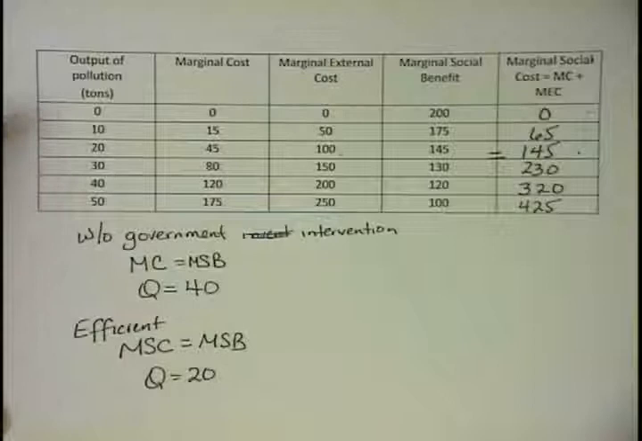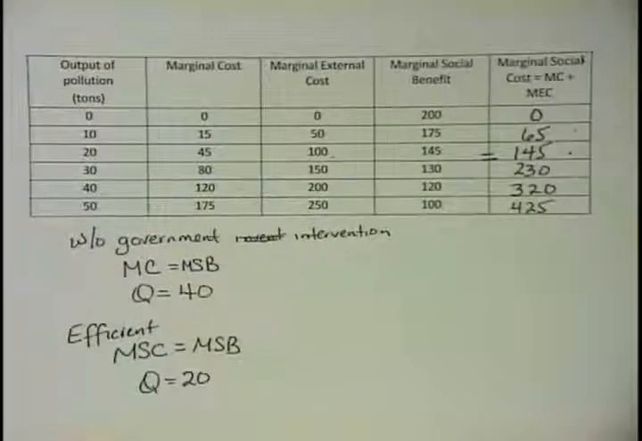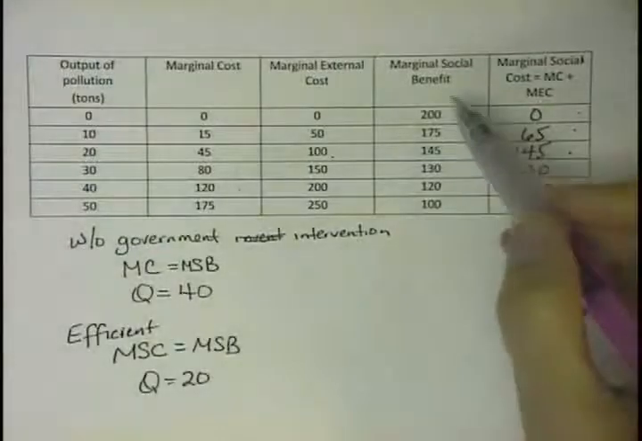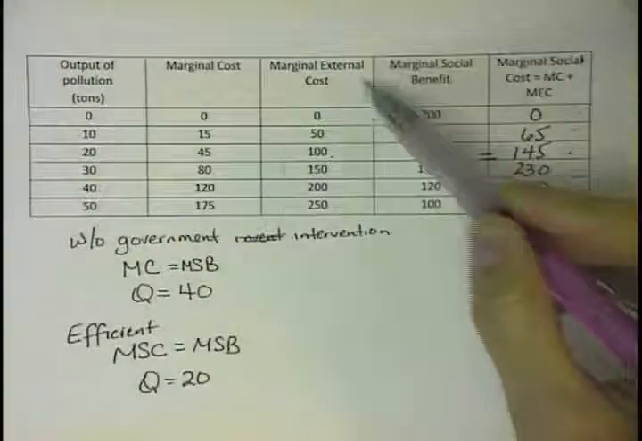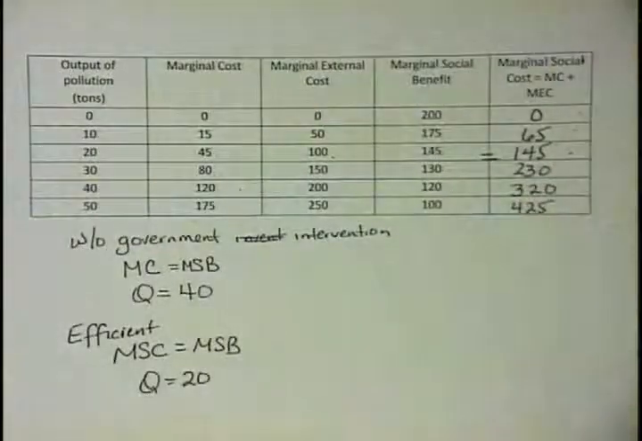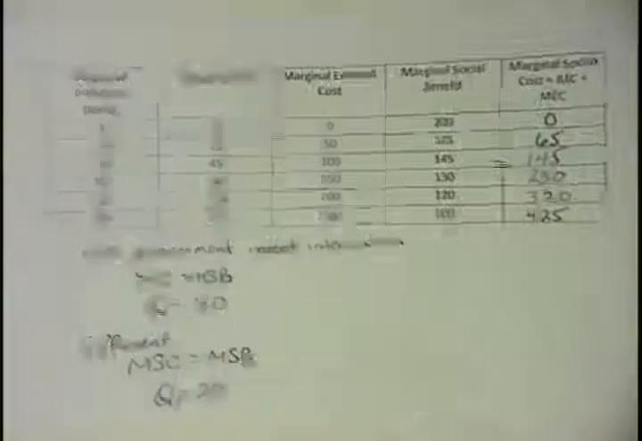That's where society is going to be the best off it can be. So the government would have to come in and impose this marginal external cost on the firm to get us to the efficient amount of output.